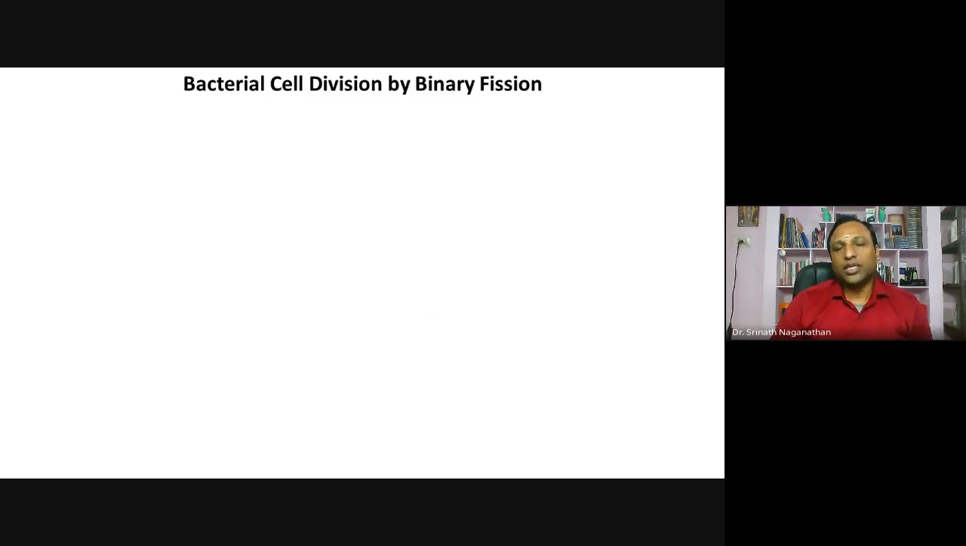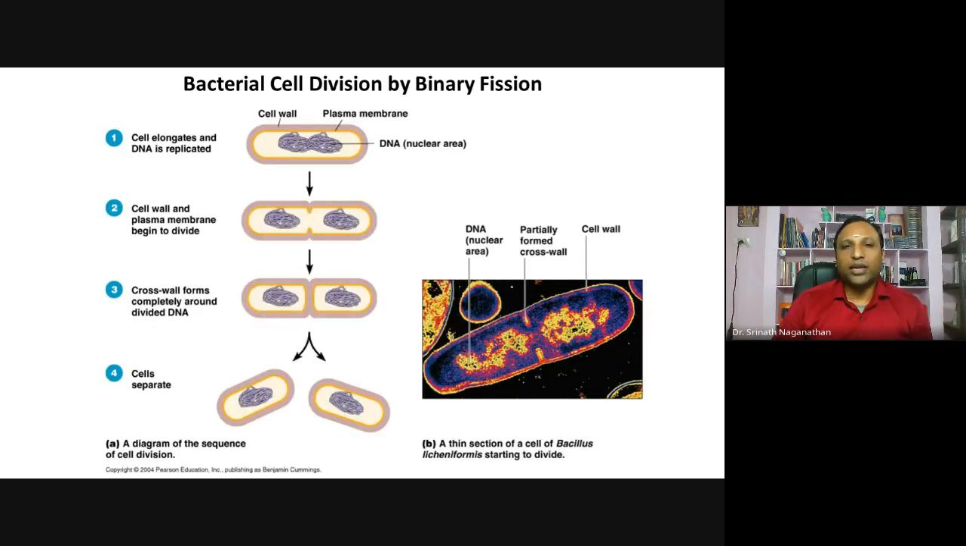Bacterial cell division takes place with the help of a process called binary fission. We have already discussed in our previous session that binary fission is a process in which they form a groove and separate themselves, and during this process the DNA replication is initiated. So here, this is a bacterial cell wall, then we have the plasma membrane, and inside we have the DNA, which may be present in the center or anywhere.